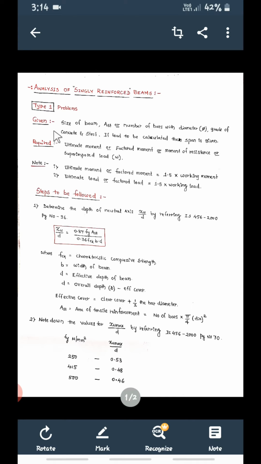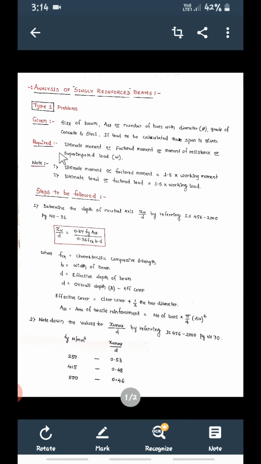So the given data will be size of the beam, that is width of the beam, then depth of the beam will be given, area of steel will be given, or number of bars with diameter will be given, grade of concrete and steel will be given, then if load is to be calculated, then span of the beam will be given. So these are the given things.